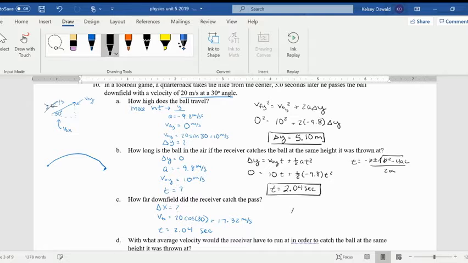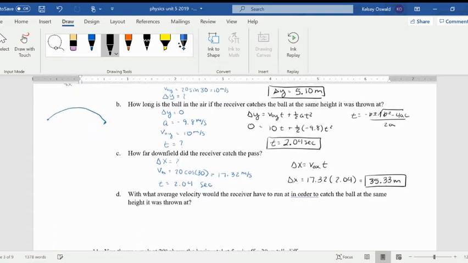Okay. So from here, I'm going to use my range equation. Remember, I don't have any acceleration in the x, so I can drop the 1/2 at squared. So it's 17.32 and 2.04. And I find that he is going to catch the ball 35.33 meters downrange.